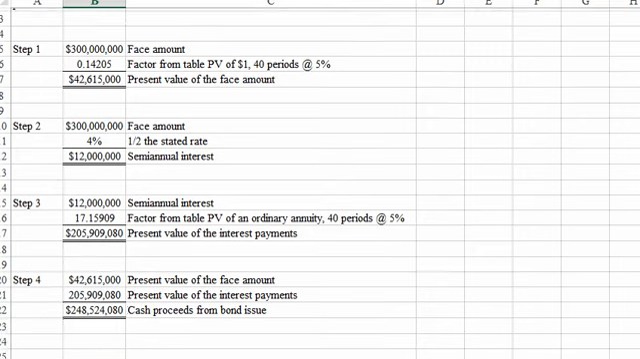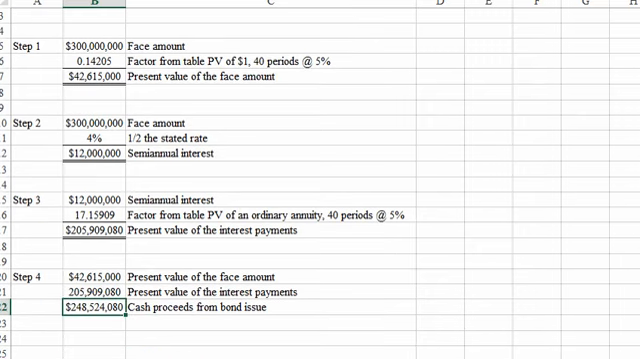The cash proceeds from the bond issue: $248,524,080. That's how much cash San Filippo Corporation would receive on the day the bonds are issued, September 30th, 2016. They'd receive that much up front, then they'd pay $12 million in interest every 6 months. Then at the end of the bond term, at the end of that 20 years, they'd repay the $300 million.